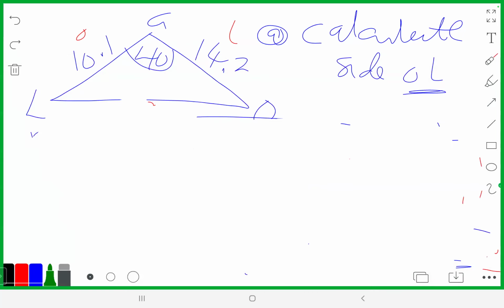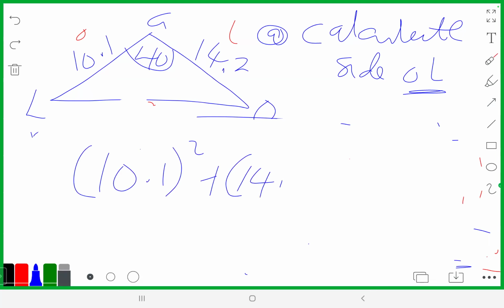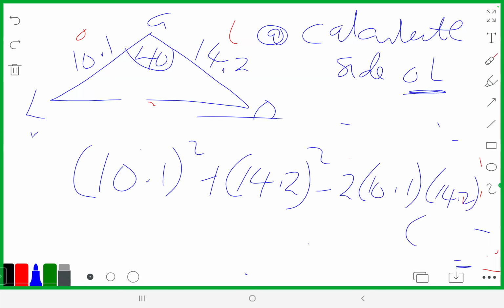I want you to find 10.1 squared plus 14.2 squared minus 2, open the bracket 10.1, close, open 14.2, close, then you just say cosine 40. Command this straight, the way it is.